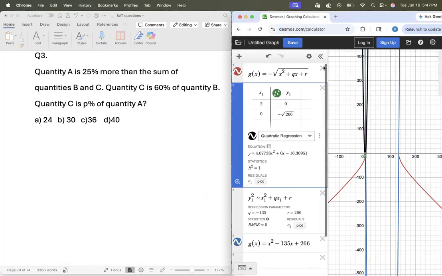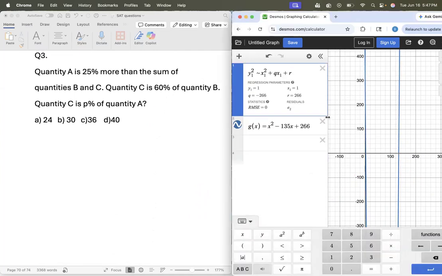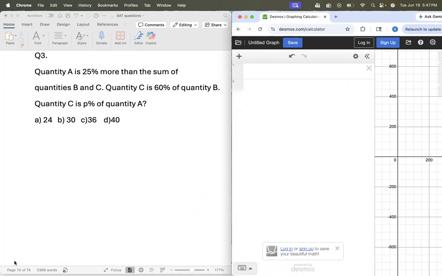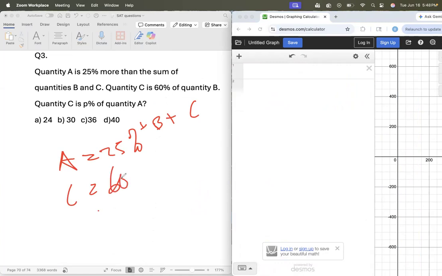This is also very interesting. Sometimes percentage questions are very fun when it comes to Desmos, right? You have to be able to write them and think about it. I will show it to you. A is 25% more, so 25% plus of B and C. And it said, and C is 60% of B. And then they say C is what percent of A.